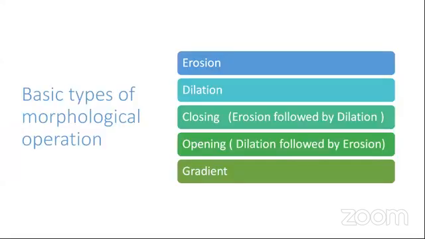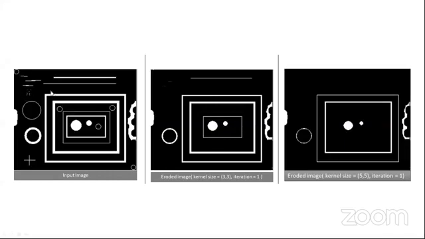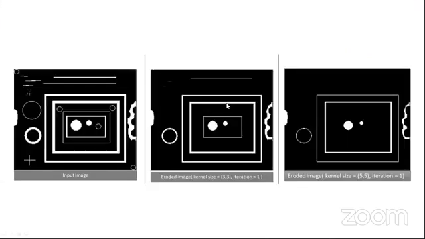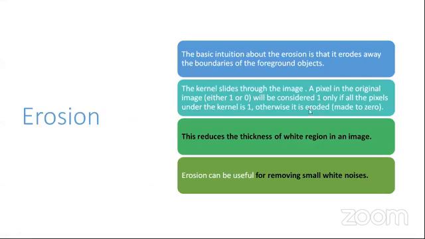Okay. So we have these types of morphological operations: erosion, dilation, closing, opening, gradient. We will see each of these operations. First is erosion. In erosion, it basically erodes away the boundary of the foreground object. So in erosion, what we do basically, we have a kernel. We will slide it over here. So if all the pixels under the kernel are 1, then we will make it 1. Otherwise, it will consider it as 0.